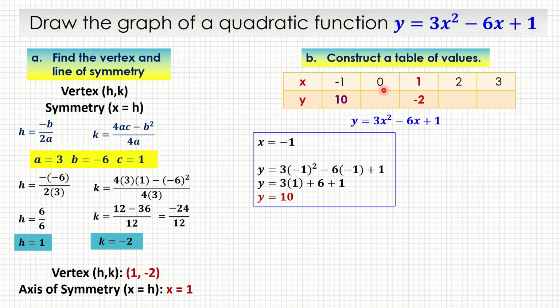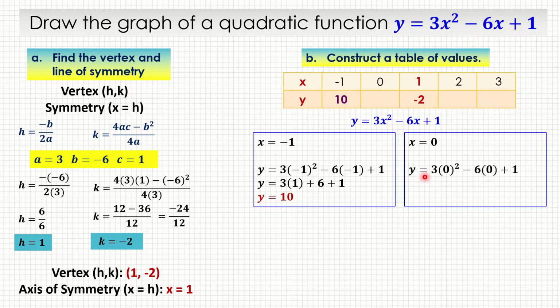So let us proceed with 0. Substitute 0 into our equation. We have y = 3 times 0 squared minus 6 times 0 plus 1. Simplifying that, the answer will be 0 minus 0 plus 1, which is equal to positive 1. Therefore, the value of y in which x is equal to 0 is positive 1.